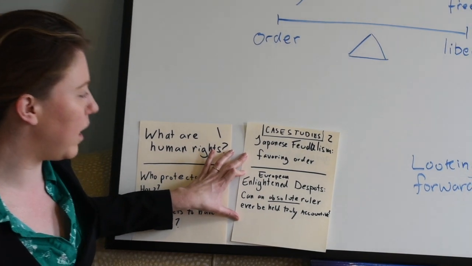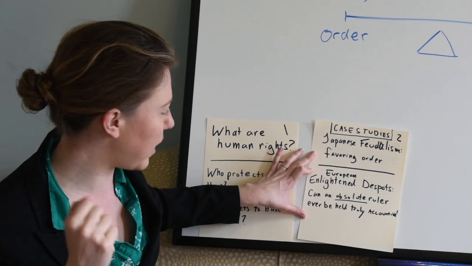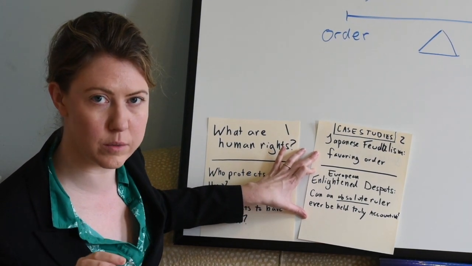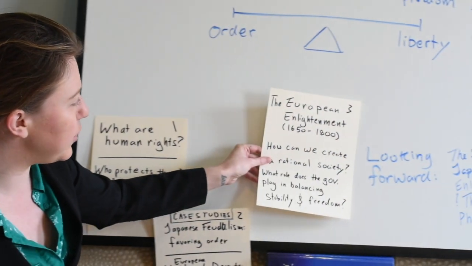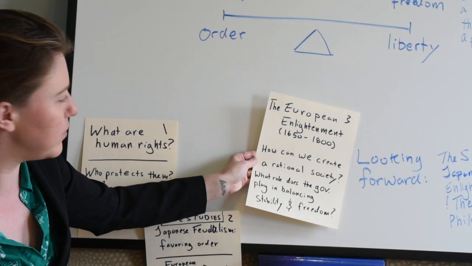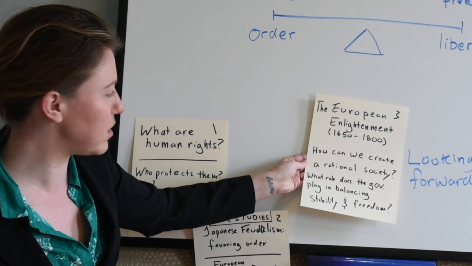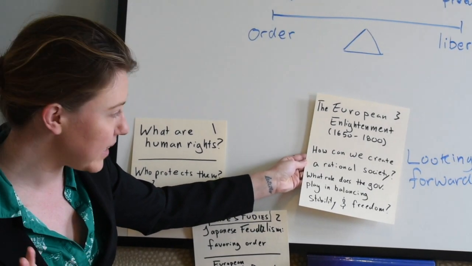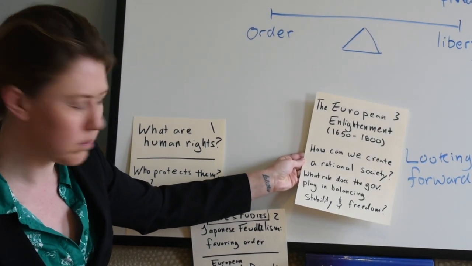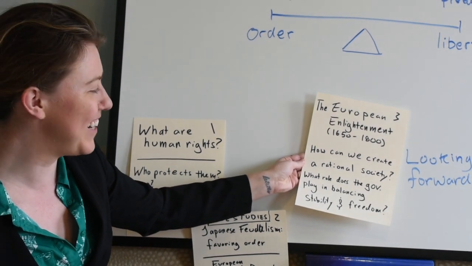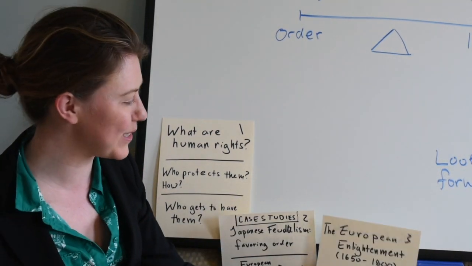Then we'll look at European Enlightened despots. Can an absolute ruler, a ruler with total control, if such a thing is possible, ever be held truly accountable to the needs of his or her people? Okay. We'll be looking at the European Enlightenment, which lasts kind of from 1650 to 1800, and looking at what philosophers thought when they asked themselves questions like, how can we create a rational society? And what role does the government play in balancing stability and freedom? So kind of the questions I just talked to you about.